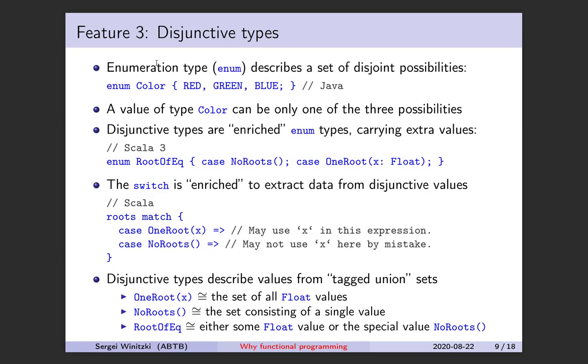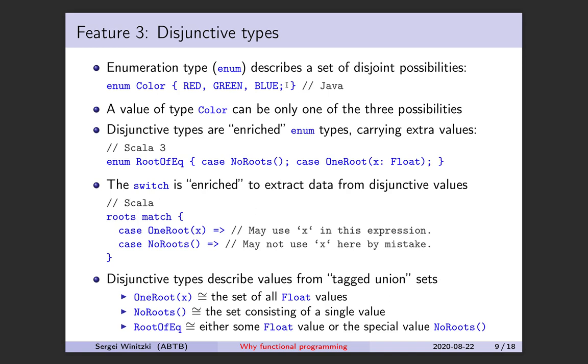The third feature of functional programming is what I call disjunctive types. Now this is not a very well accepted name, but I use this name for specific reasons. An example of a disjunctive type is enumeration type, or enum, and in Java it looks like this, and it describes a set of disjoint possibilities. So this value could be only one of these three and nothing else. Now this is a very limited kind of disjunctive type, and it needs to be enriched.